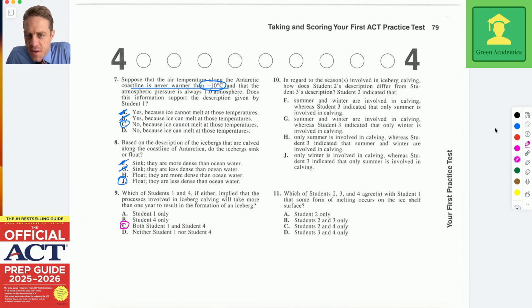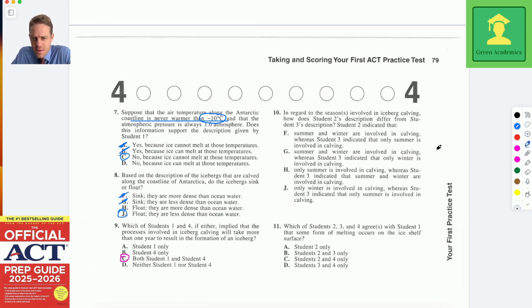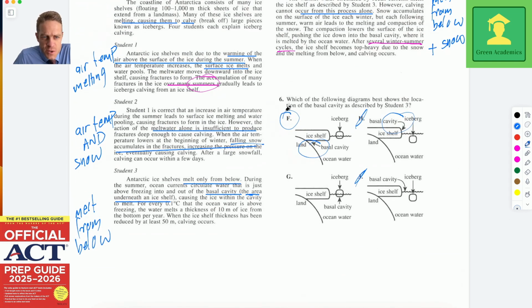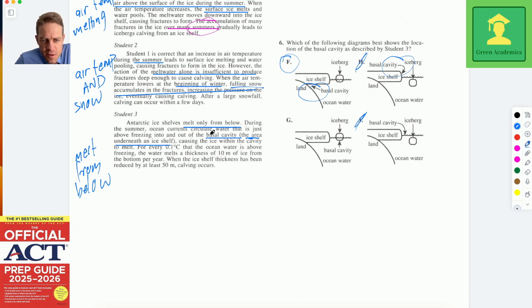In regard to the seasons involved in iceberg calving, how does student 2's description differ from student 3's description? Student 2 says beginning of winter and also during the summer. So student 2 is saying it's summer and winter. What is student 3 saying? Summer.